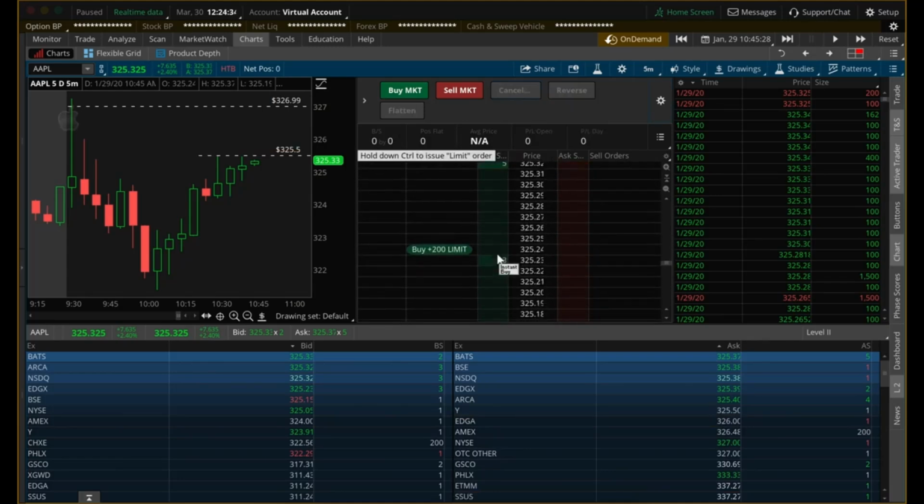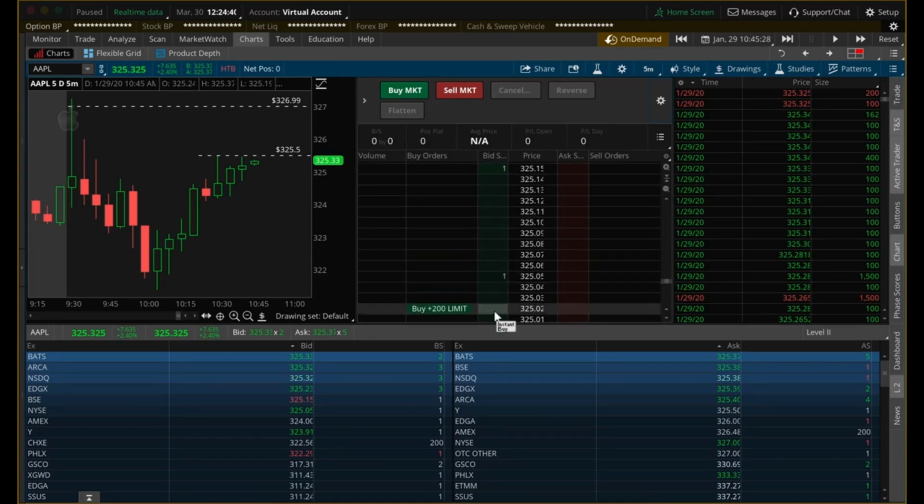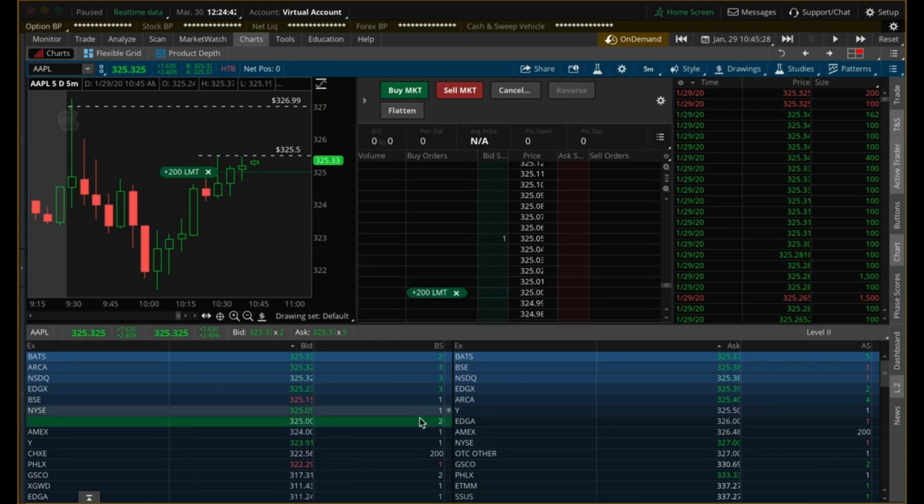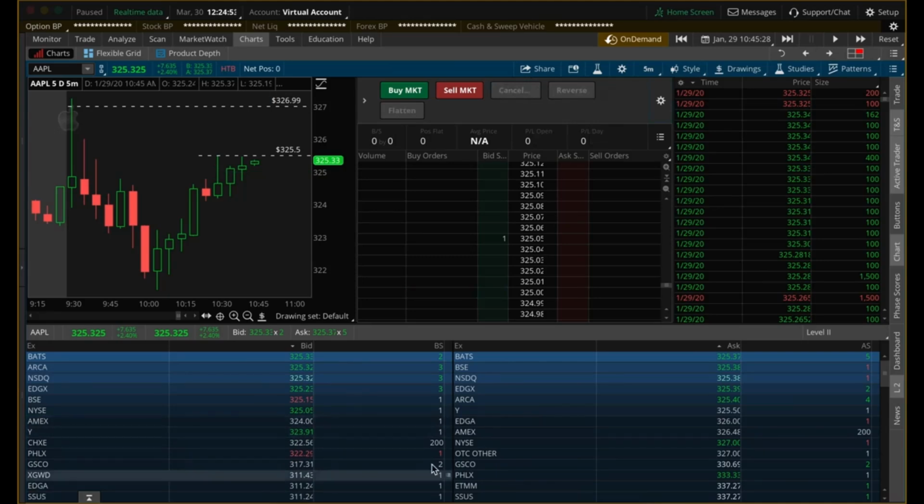Now, if I'm looking to buy, I could put a limit at, let's say, $325 even. 200 shares, and you're going to see my limit to buy at $325 for 2 bid size, which means 200 shares. Does that make sense? So the level 2 is just all limit orders.